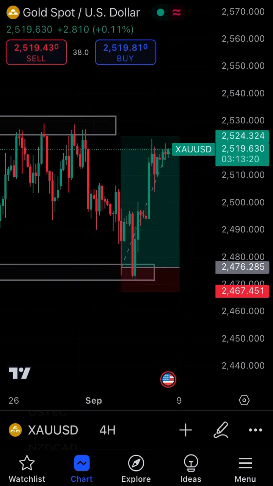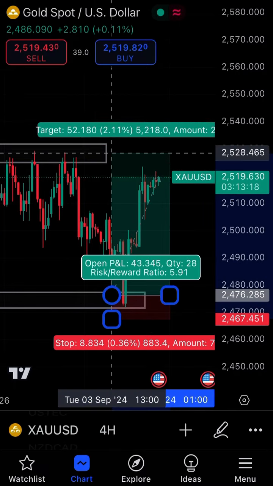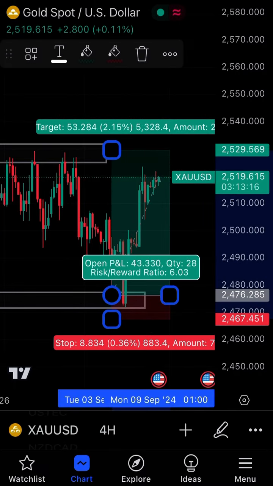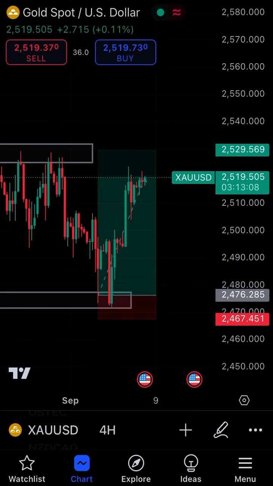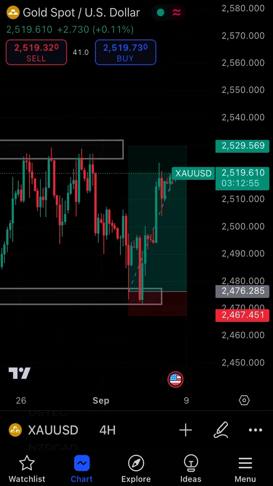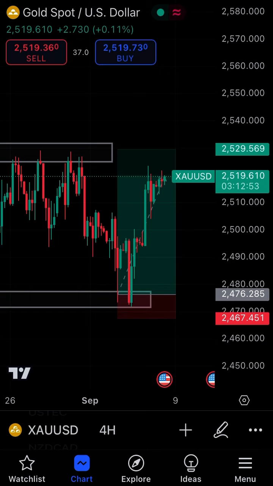This one, you set your take profit at this highest resistance here, and this trade you make a very big profit. Yeah, this kind of trade you make a very big profit. Okay, so guys, this is how we trade supply and demand levels. So guys, it is very easy as that.